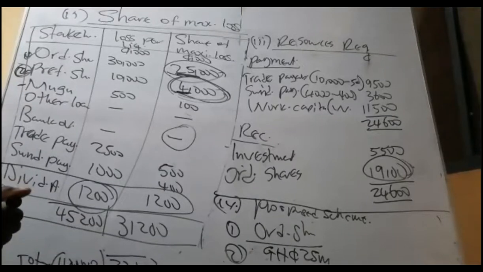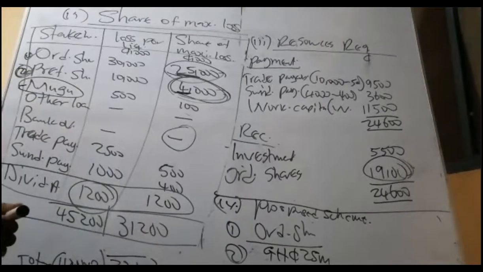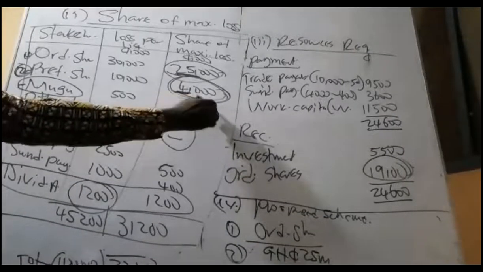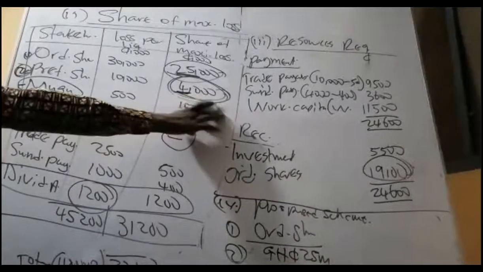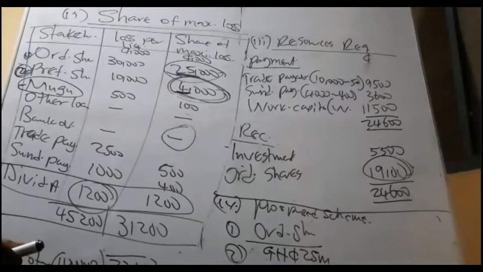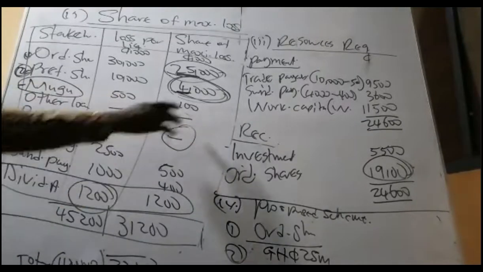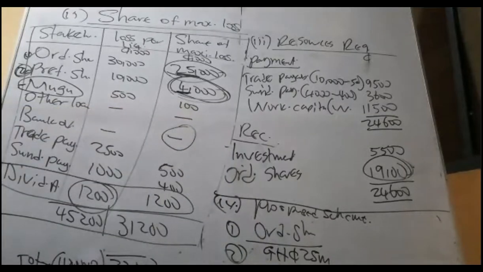Mugu Bank. Mugu Bank will be 100,000, right? Then there are 3 zeros. This one will be 0.1 million. So 0.1 million.